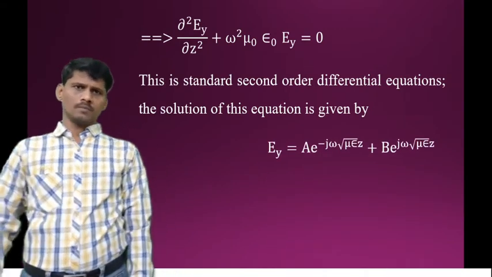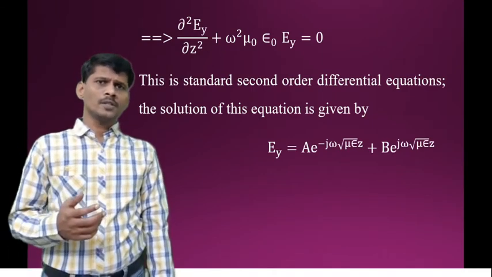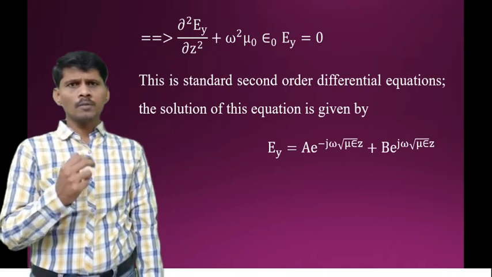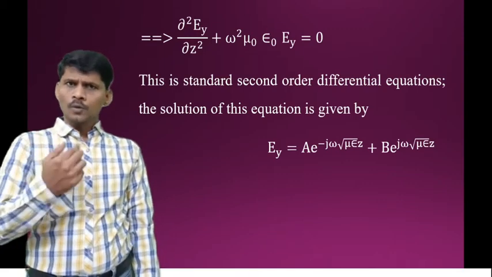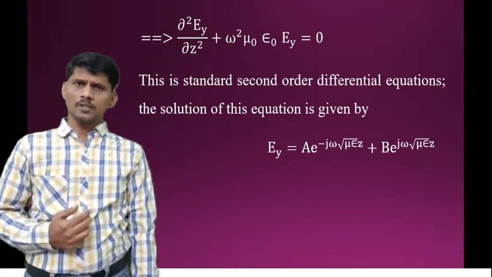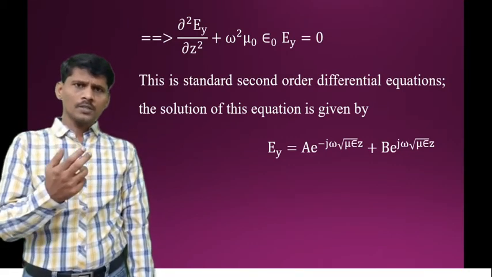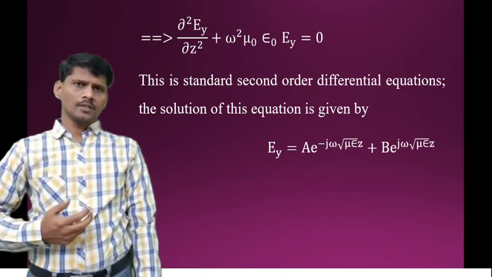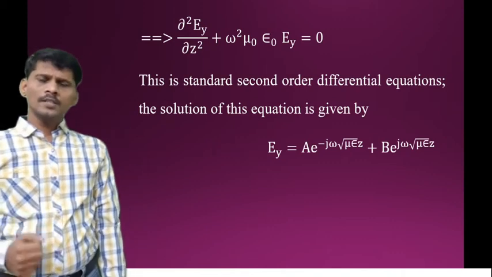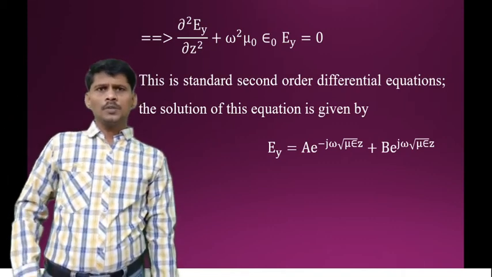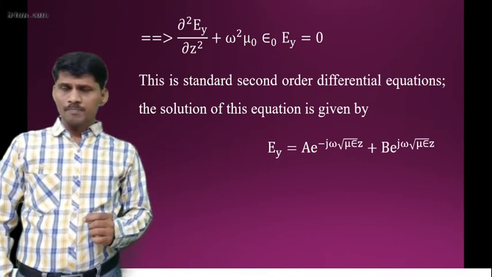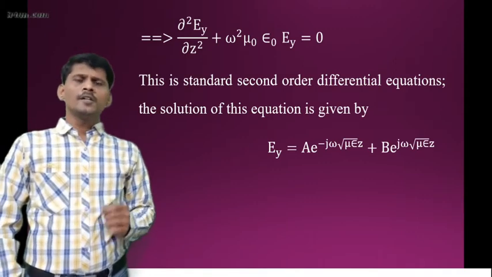The general solution of the wave equation may be represented in trigonometric form or exponential form. The trigonometric form was already discussed. So now we are going to discuss the exponential form of the general solution. The above equation is a second order differential equation. Its general solution is Ey = A e^(-jβz) + B e^(jβz), where β is the phase shift constant.